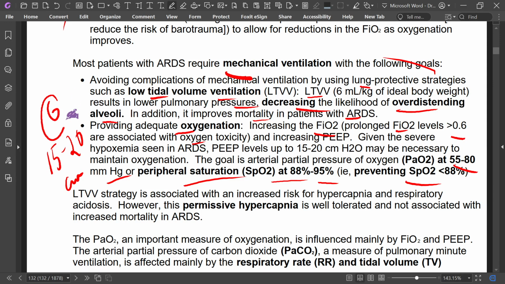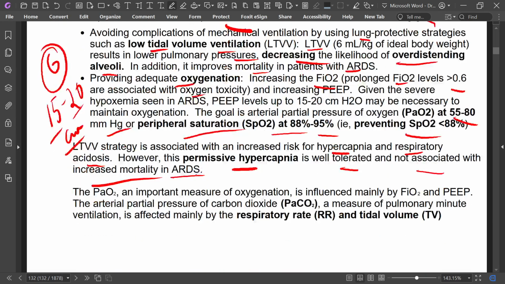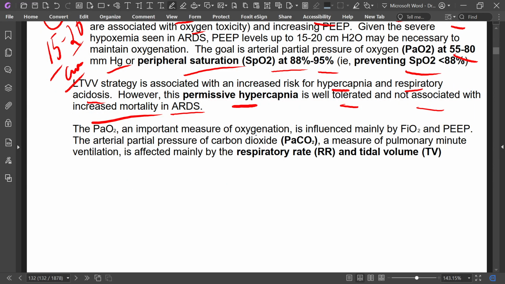So low tidal volume 6 ml per kg, high PEEP. Low tidal volume ventilation is a strategy with an increased risk of hypercapnia and respiratory acidosis. However, permissive hypercapnia is well tolerated and not associated with increased mortality in ARDS. The PaO2 is an important measure of oxygenation and is influenced mainly by FiO2 and PEEP. The PaCO2, a measure of ventilation, is affected mainly by the respiratory rate and the tidal volume.